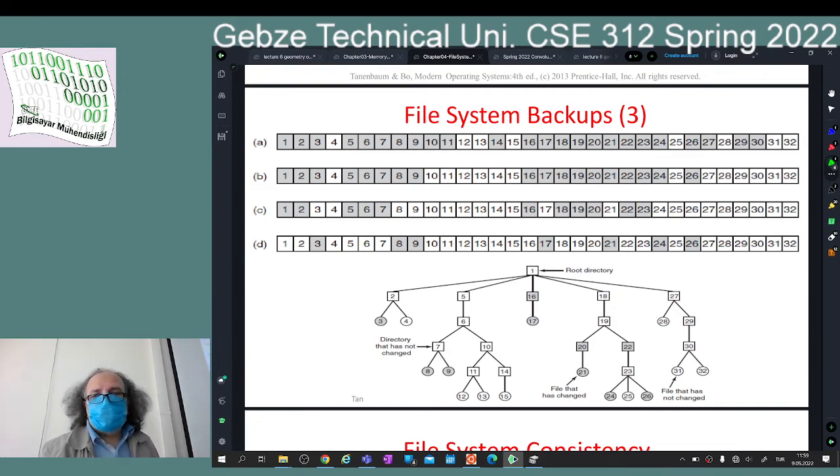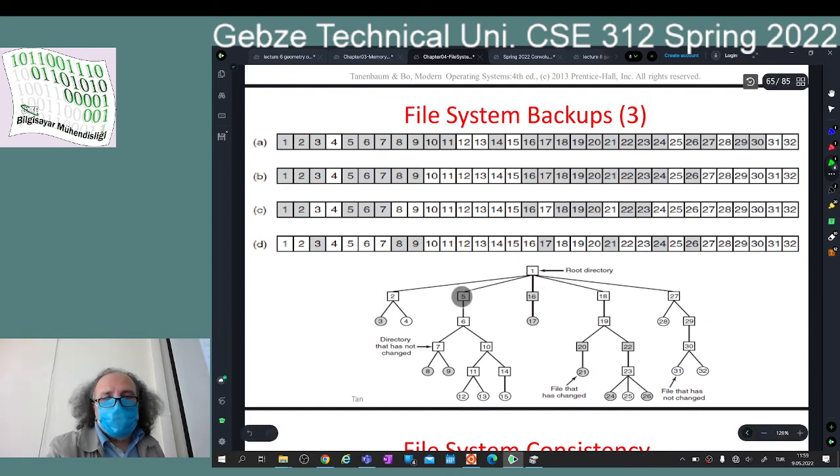So all the files that are modified are marked. Also, all the directories are marked. So 1, 2, 5, 16, 18, 27, they are all marked. Okay, that's how the algorithm begins.